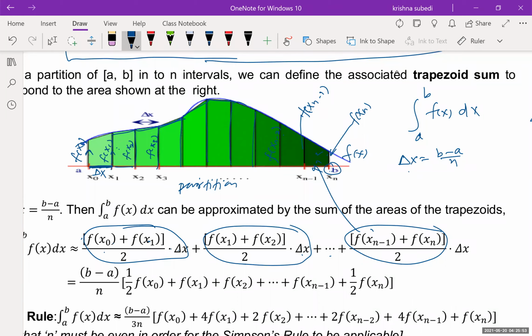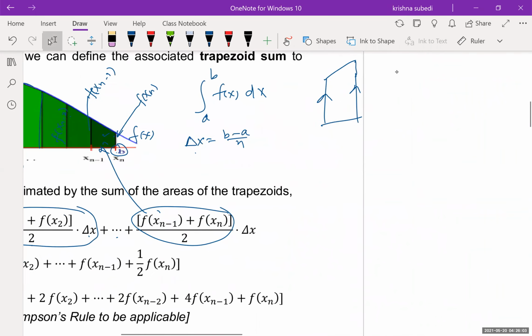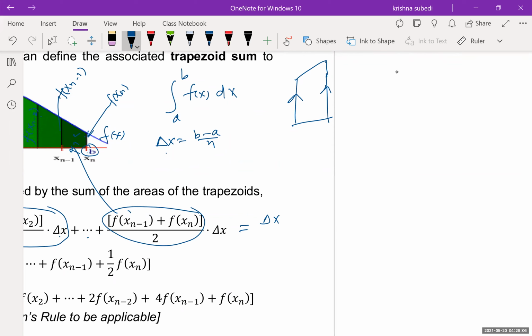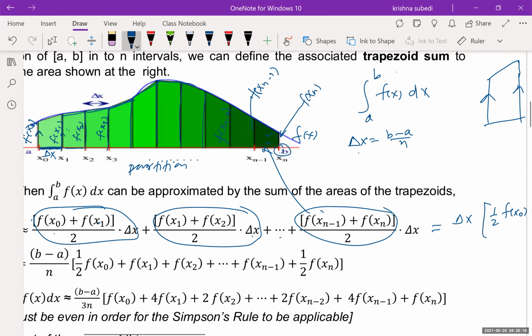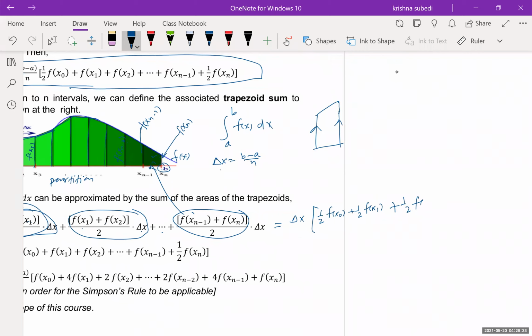Now let us calculate this a little bit. Delta x is common, so I'll write that delta x outside. The remaining is half f of x naught plus half f of x1. This is the first one, half f of x naught and half f of x1 from the first trapezium. Now in the second trapezium, plus half f of x1 plus half f of x2. That is for the second trapezium, as you can see here.